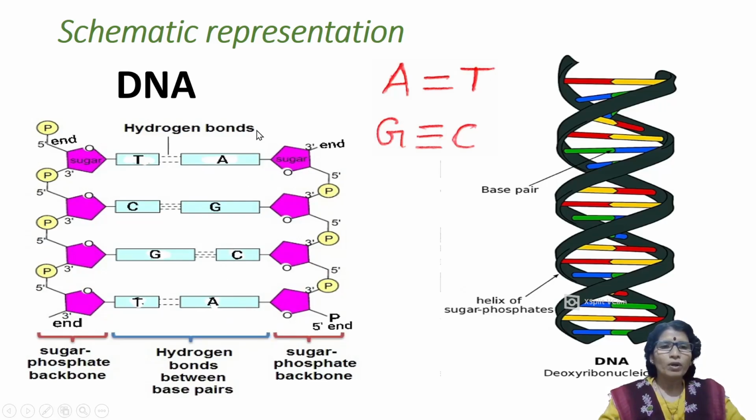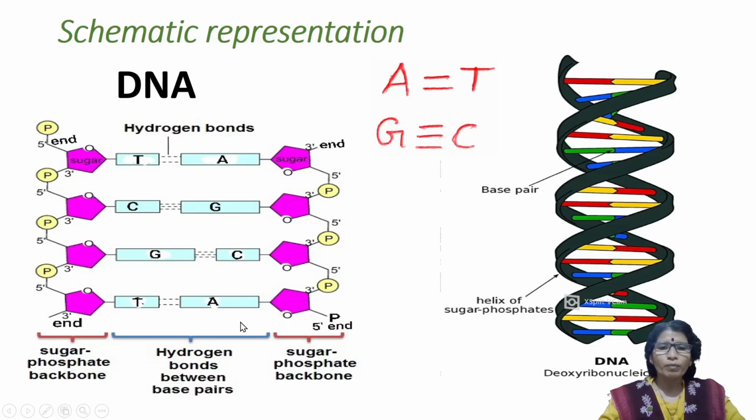Between two polynucleotide strands, hydrogen bonds are present. So here, when you observe this diagram, the black colored ones two are present. These black colored ones are strands which are made up of sugar phosphate. That is why this is called sugar phosphate backbone.